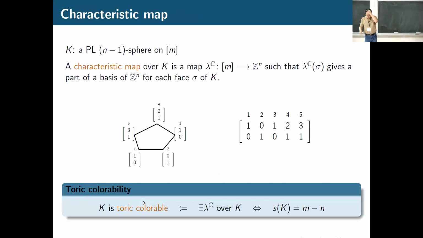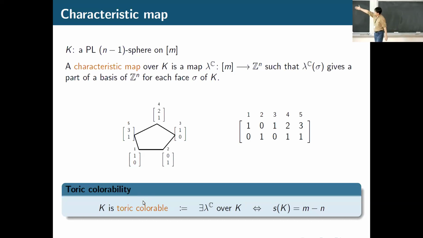Okay, so from now on, I'm going to talk about the PL spheres which admit the maximal Buchstaber numbers. Fortunately, the maximality of Buchstaber numbers can be detected by the existence of a characteristic map. Here, a characteristic map is a map from the set of vertices to Z^n, where n is 1 plus the dimension of the sphere K, which satisfies the non-singular condition. So here is an example.